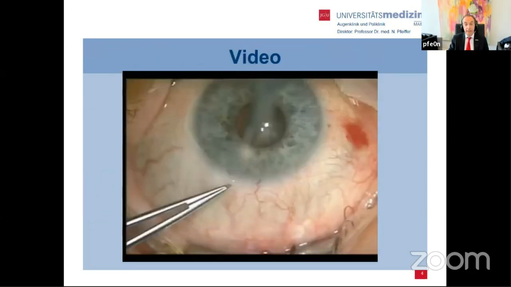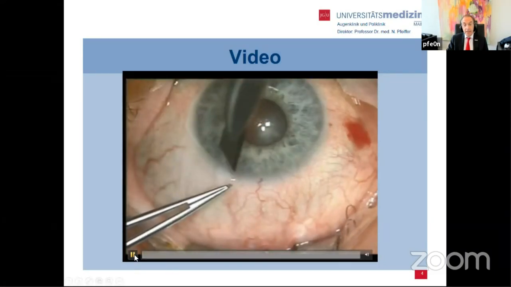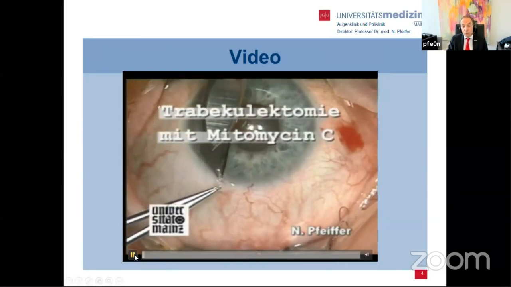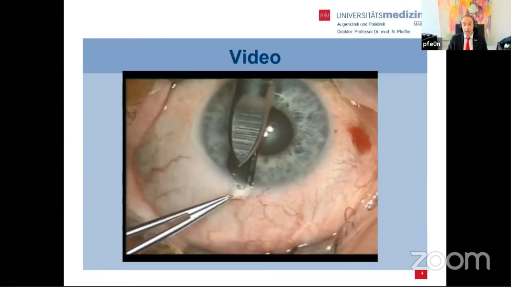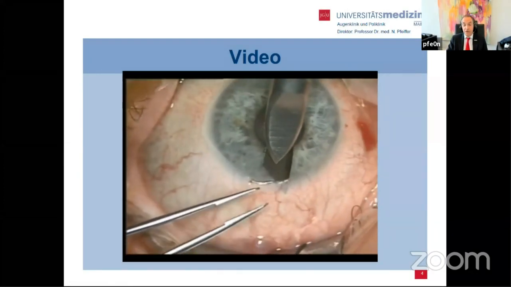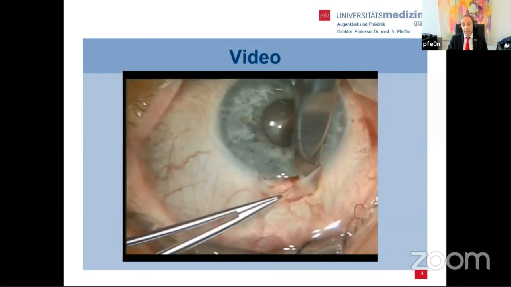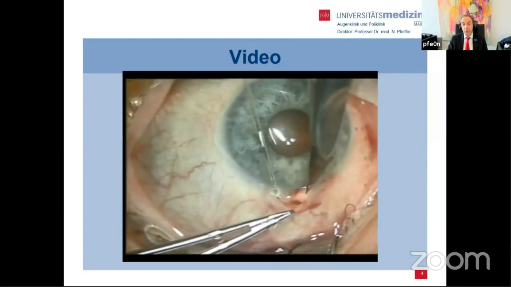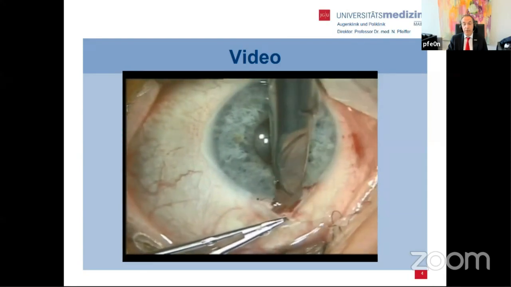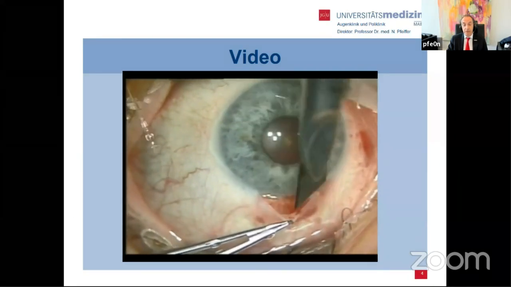Now, the next slide shows you how I do the technique. This is an old film, and I do that on purpose because I show you the results of this very technique. So I do the incision at the limbus. I'm using a razor blade going both ways because it's important to cut both the conjunctiva and Tenon's capsule.